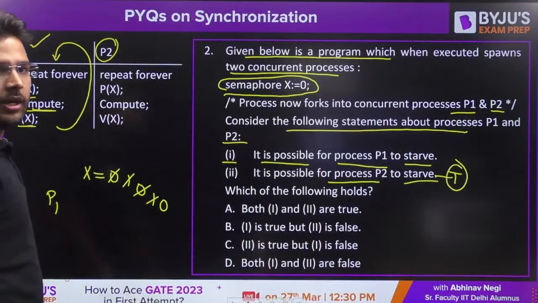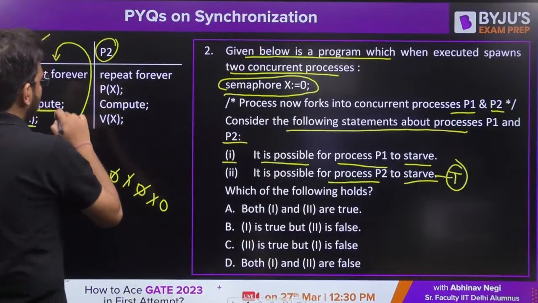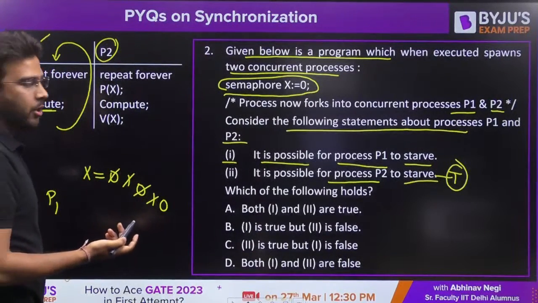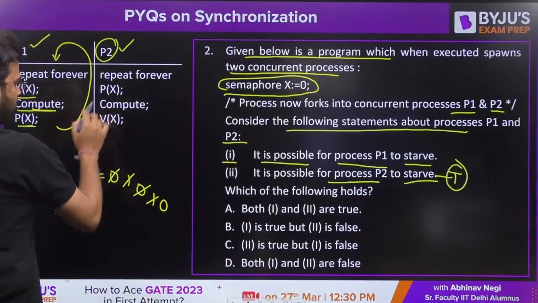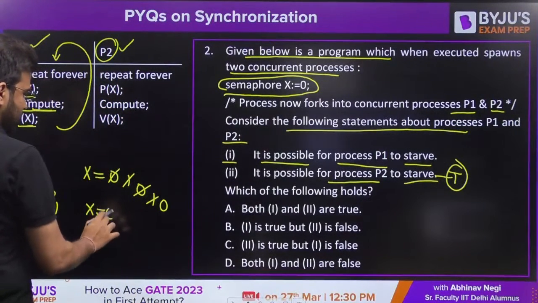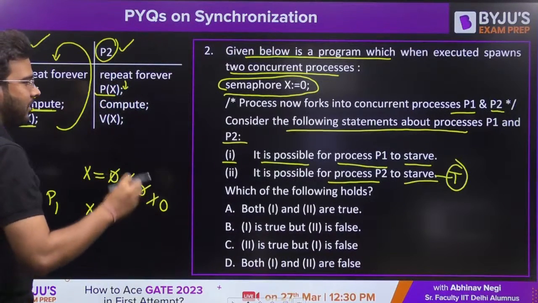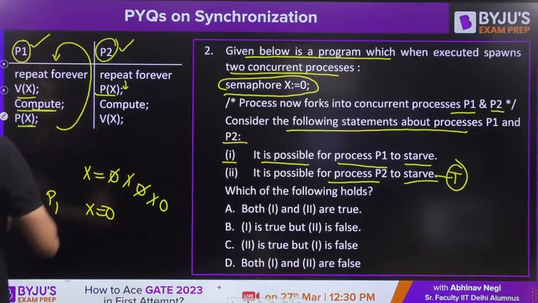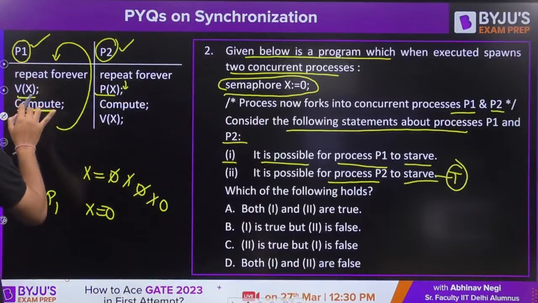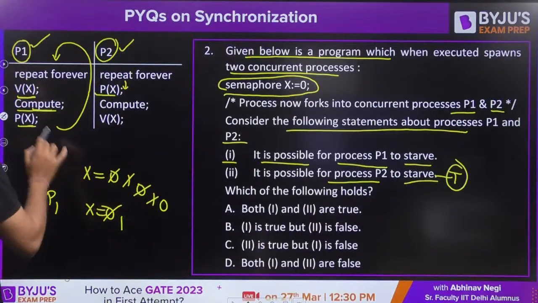Okay, Meenakshi is saying option C should be correct. Okay, let's see. Now let's see whether P1 can face starvation or not. So carefully see, let's execute P2. Try to execute P2. The initial value is 0. P of x, it will not be able to proceed further. That means at any cost we have to start with process P1 only. Now let's say P1 executes V of x. It is going to signal the value of x. It is going to increment it.